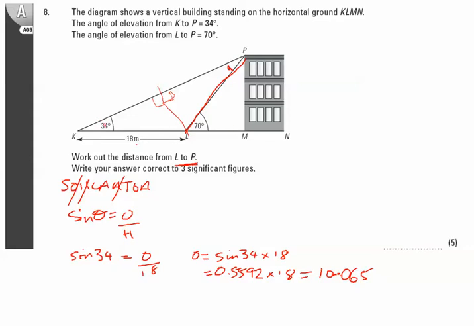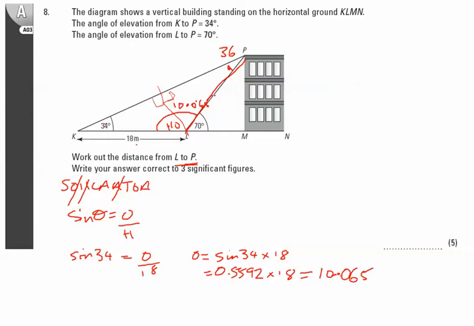So this angle here being 34, this angle here is 110, okay, all the way around. Adding these two together gives me 144. So this angle here must be 36. 36 and 144 give me 180. So here I've got this distance here. I know that's 10.065. And this distance here is 36.